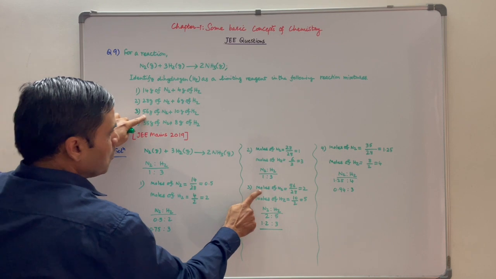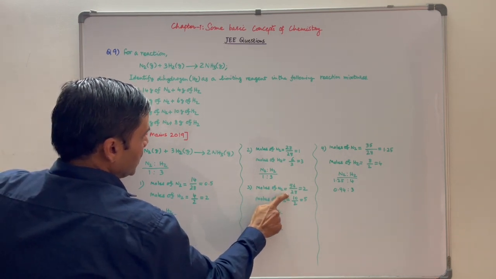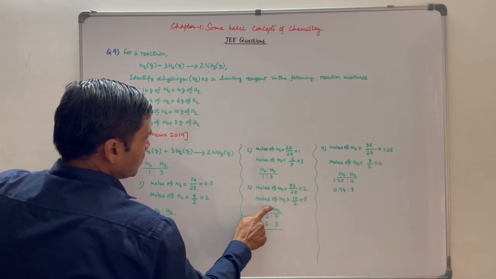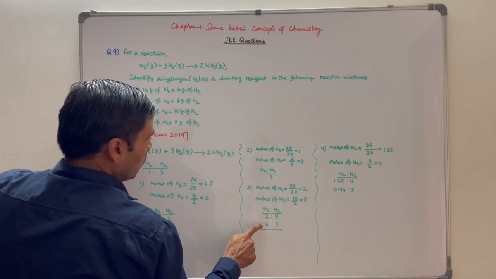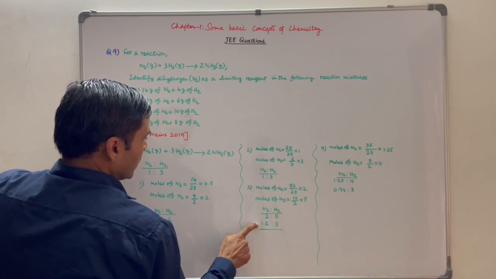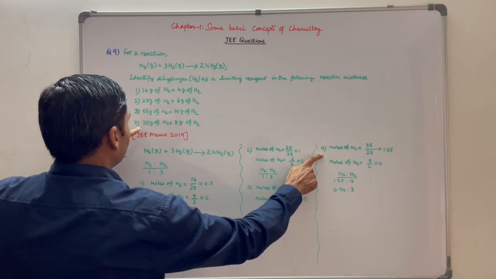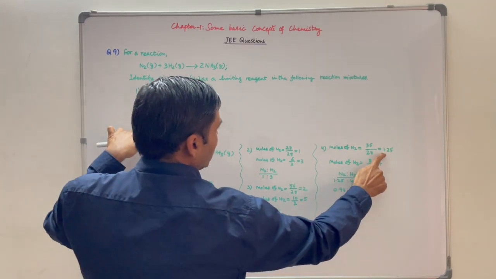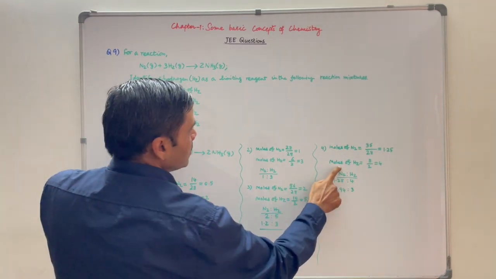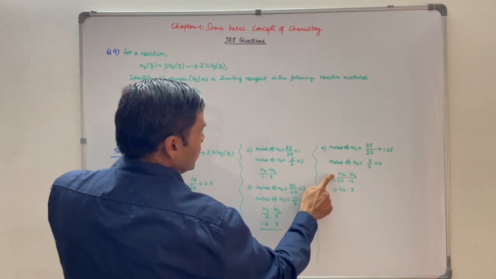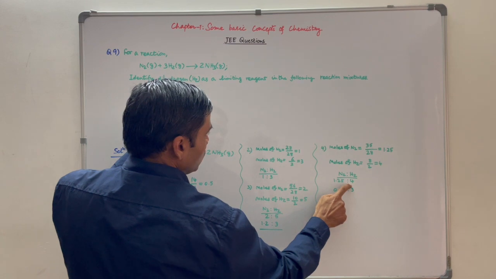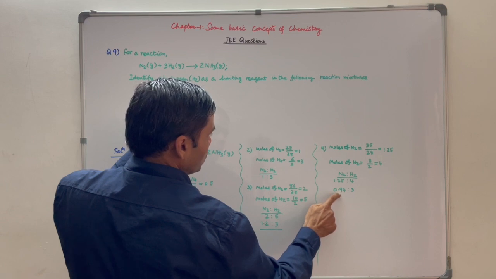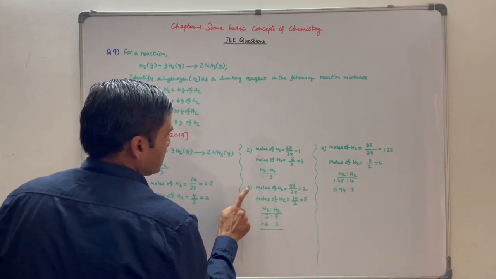Third option: moles of N2 will be 56 by 28, that is 2, and moles of H2 will be 10 upon 2, that is 5. So N2 is to H2 is 2 is to 5 or 1.2 is to 3. So this is the correct option. Let us see option 4 also. Moles of N2 is equal to 35 by 28, that is 1.25, and moles of H2 is equal to 8 by 2, that is 4. So N2 is to H2 is 1.25 is to 4, that is 0.94 is to 3. That also is wrong option because N2 should be more than 1. So our correct option is option 3.